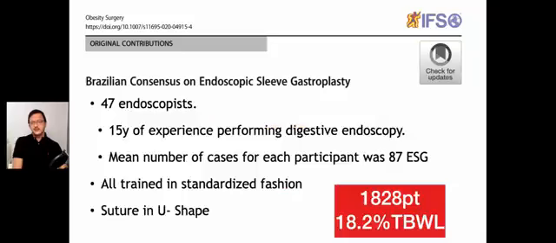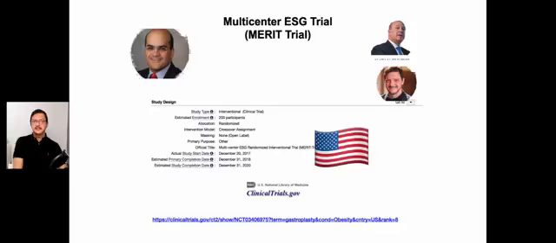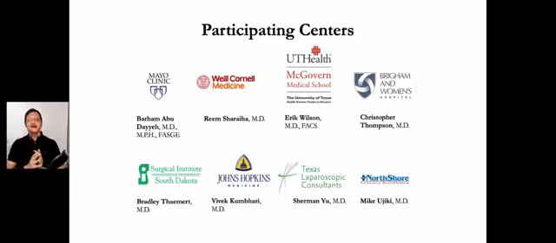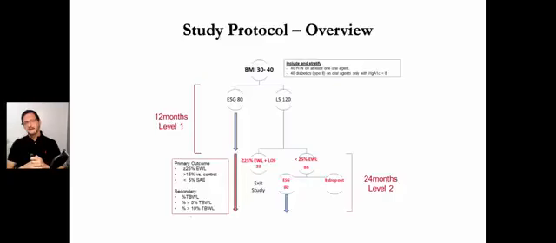And interestingly, the results were 18.2% of total body weight loss, very good results indeed. Also, as we mentioned earlier, we just finished the enrollment, and we followed these patients for 2 years. That's in the MERIT trial, a prospective randomized controlled trial against diet. You can see by the institutions that are participating, it's a very important trial. So I have Mayo Clinic, Cornell, UT, Harvard, Hopkins, and quite some very good private centers in the US.